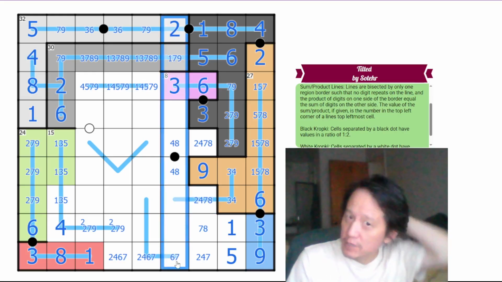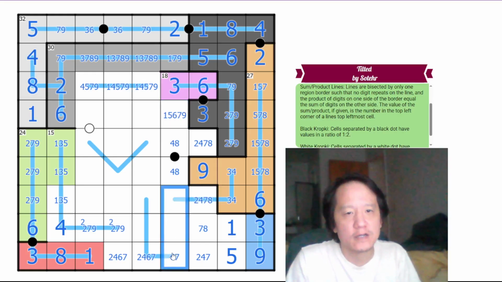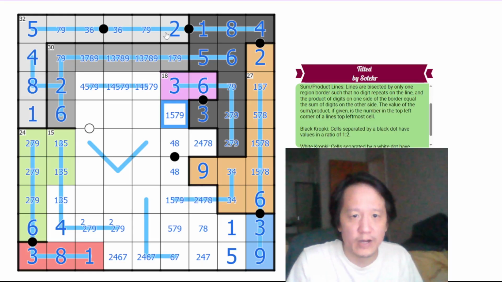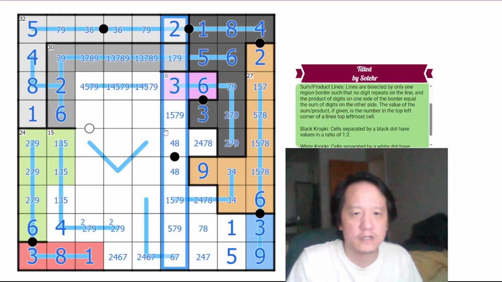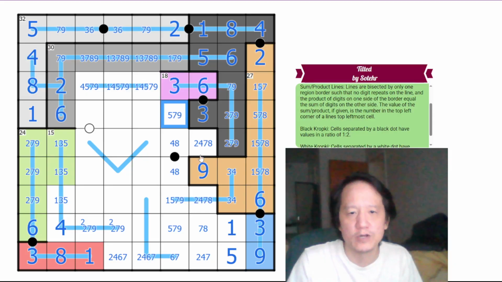Remaining digits in column 6 are 1, 5, 6, 7, 9. This can't be 1 or 6. This can't be 6. Where is the 6 in column 6? This is eliminated because of the 1-2 pair ratio. This is eliminated by 6 in the row. So this must be a 6 here. This can't be 1 either. So this must be a 6 here, which means none of these can be 6.